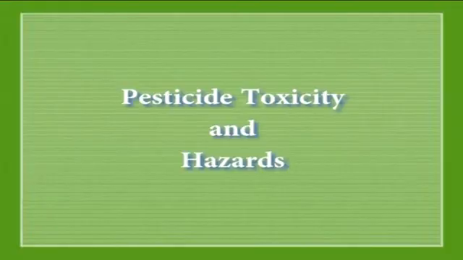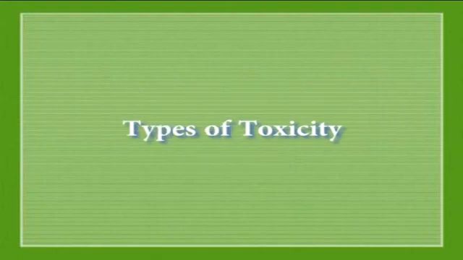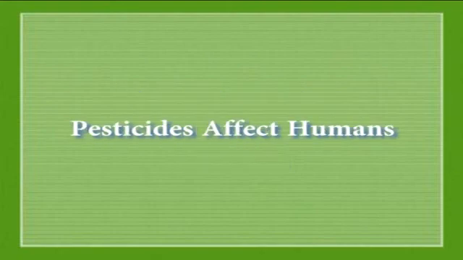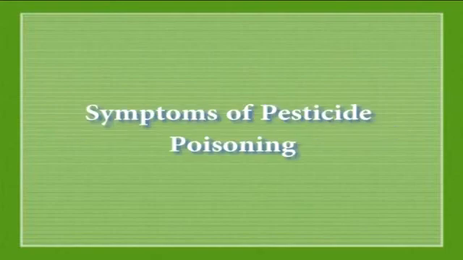Hence, in this episode, the following aspects are going to be seen. They are pesticide toxicity and hazards, types of toxicity, pesticide residues, pesticide effects on humans, and symptoms of pesticide poisoning. Going to the first aspect, pesticide toxicity and hazards.